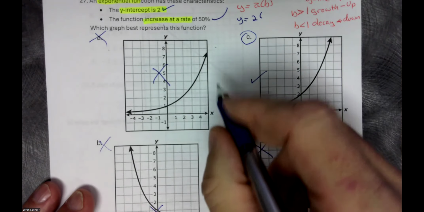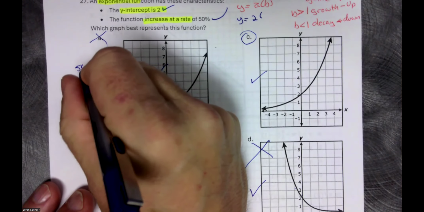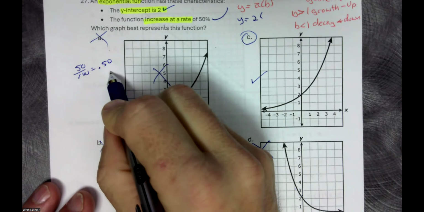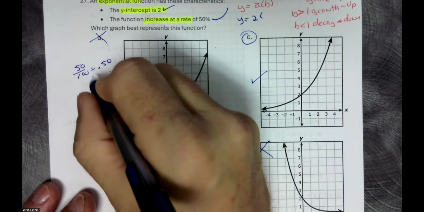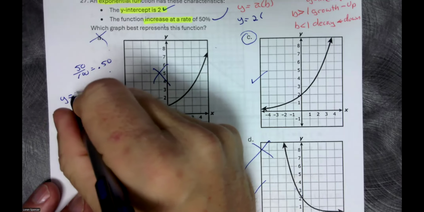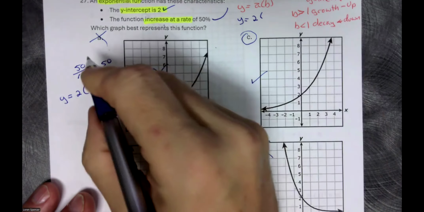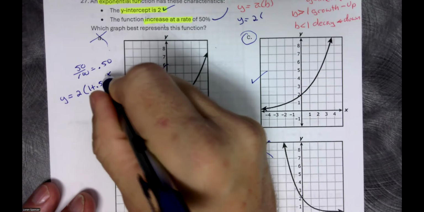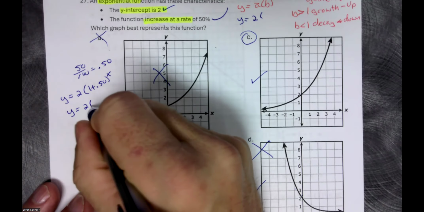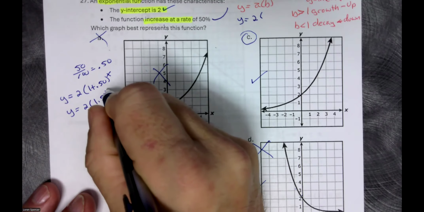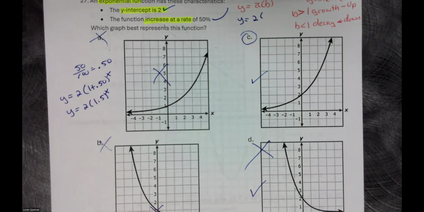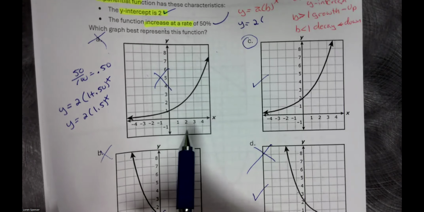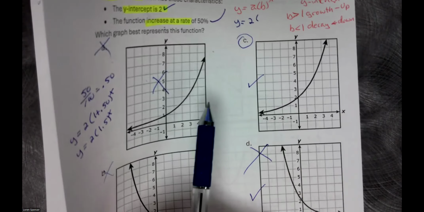Now, one thing I want to say is anytime I give you a percent, divide by 100. So if I wanted to write this equation, I'd go, well, what's 50 divided by 100? And I'd get 0.50. So that's my B. I always have to add 1 to it. So this will be y equals 2, because that's my y-intercept. I'm going to add 1 to this, 1 plus 0.5 raised to the x. So y equals 2 parentheses 1.5 to the x power. Okay? All right. And we already said the answer to 27 is C.